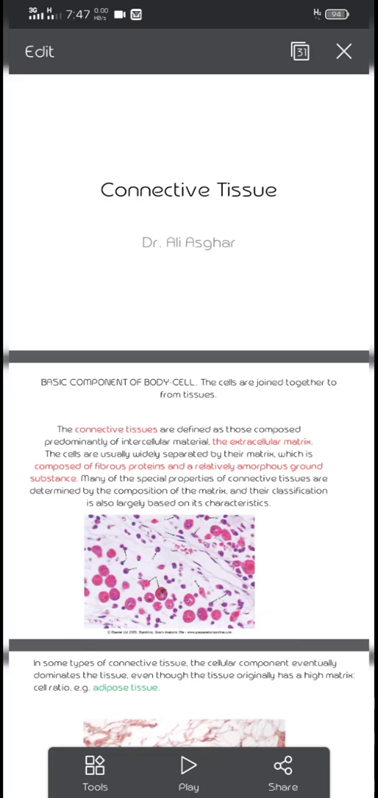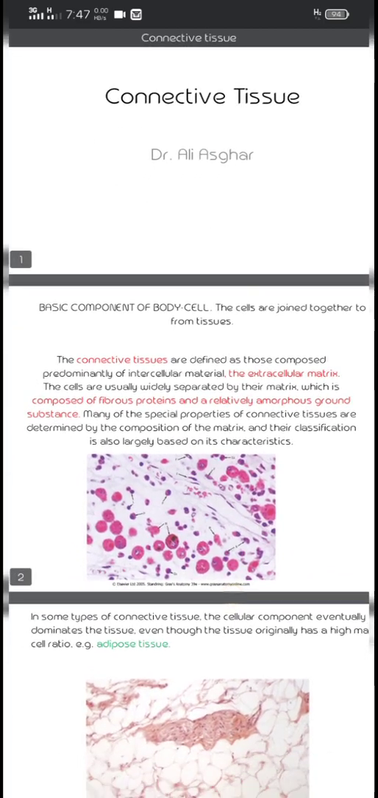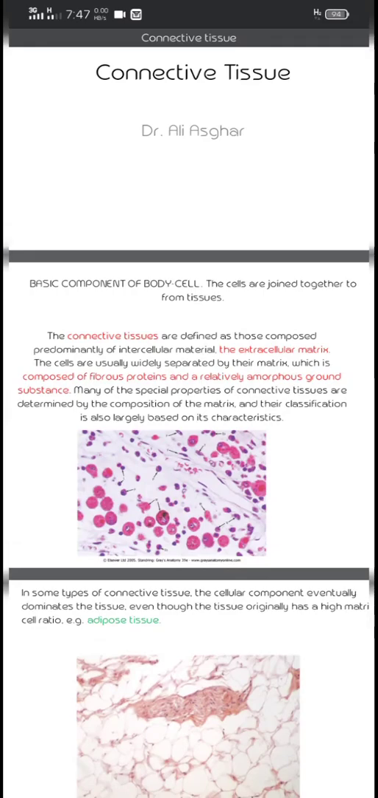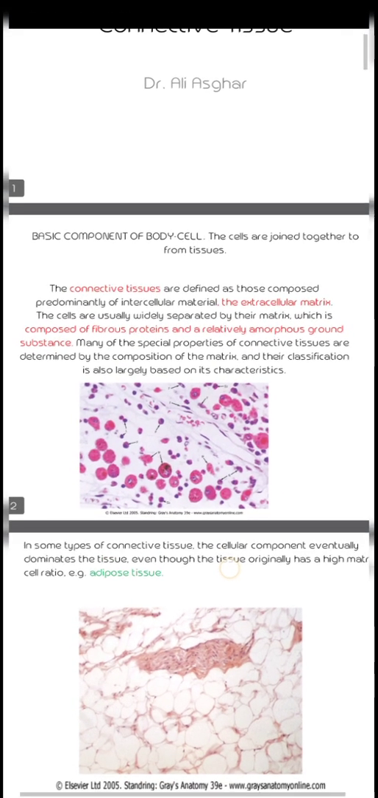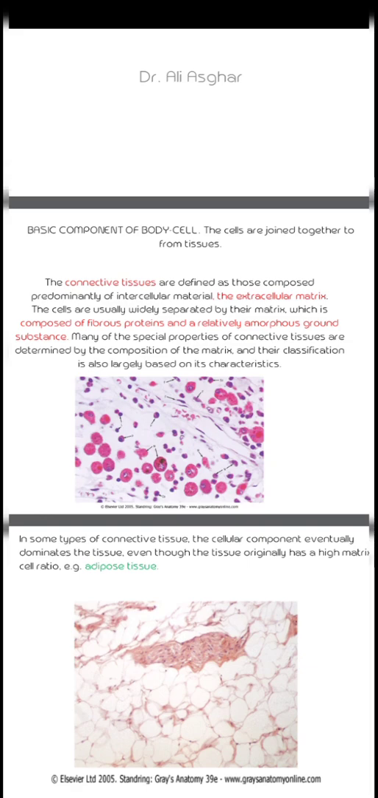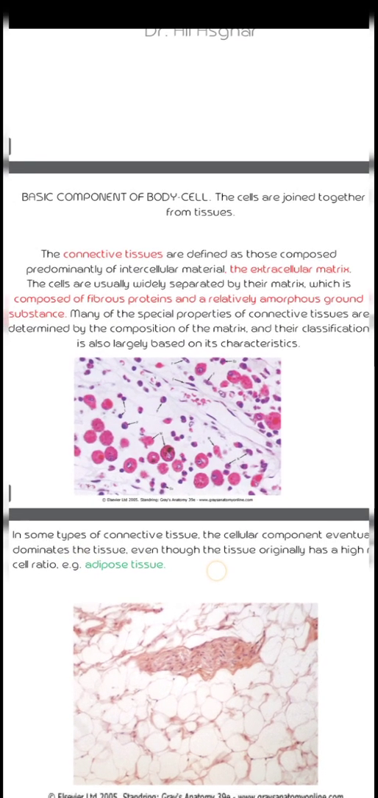So epithelial tissues have that function. The next topic, the one we are going to study today, is connective tissue. A connective tissue is a basic component of the body, and the cells join together to form tissues. There are different types of connective tissues that we are going to study further in this lecture. The connective tissues are predominantly composed of two different parts. First is intercellular material, and the second is extracellular matrix.